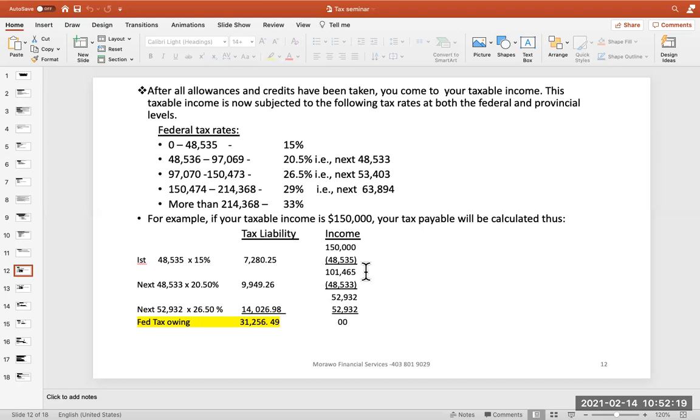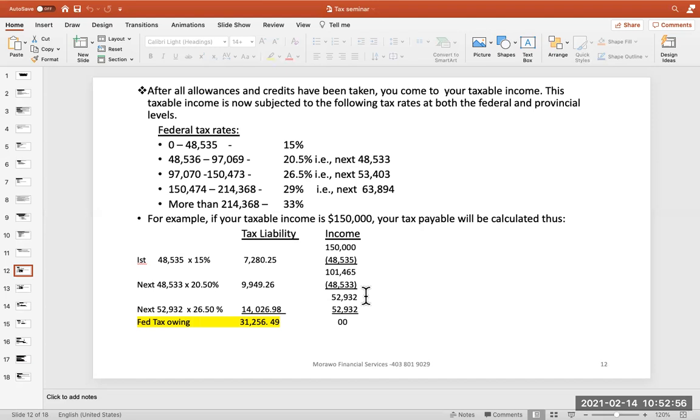So from the tax rate, your next 48,533. So you bring it down there, 48,533 at what rate? 20.5. That gives you 9,949. And then that one again, you take it from the balance of 101,465. So that gives you another balance of 52,932. You are earning more, you still have some left? Okay, come on.